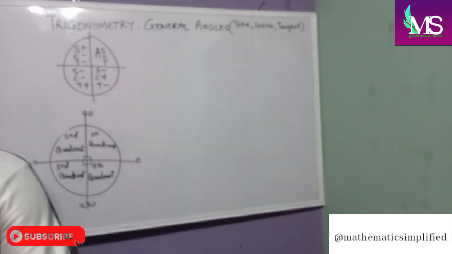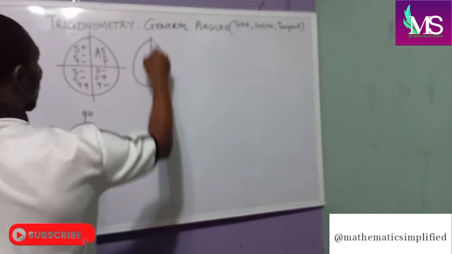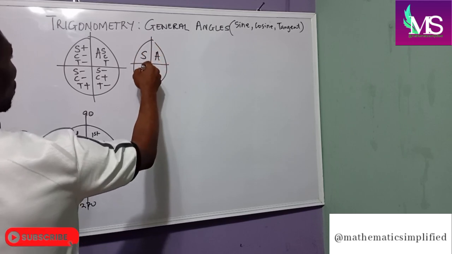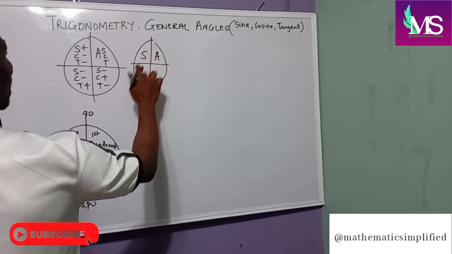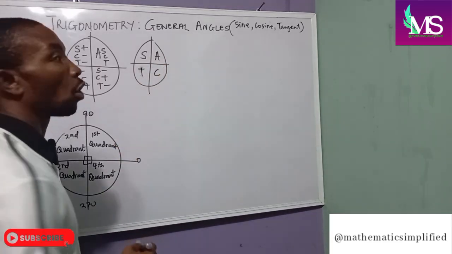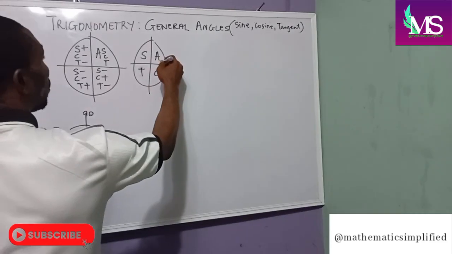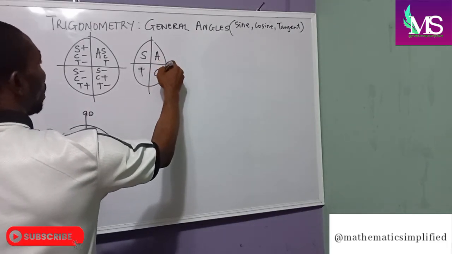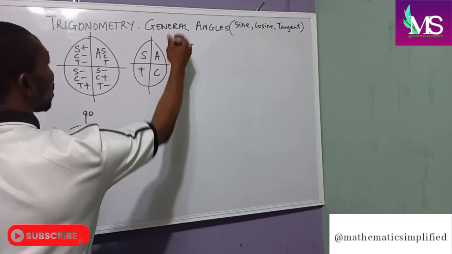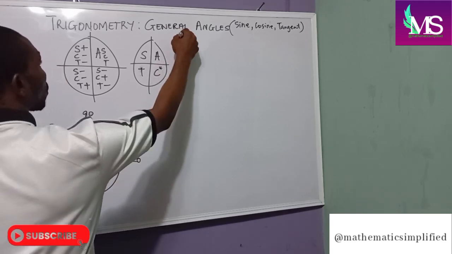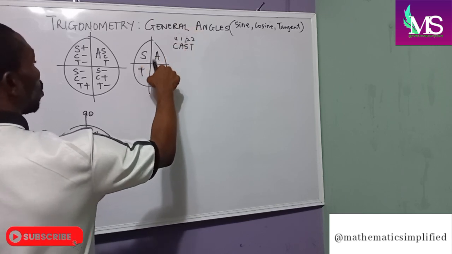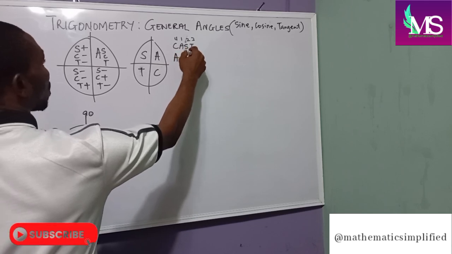Now, we can see that we have it as this: all positive, sine positive, tan positive, and cos positive. If we go anti-clockwise this way, from C, we have it as CAST. We can call it CAST. This is our fourth. From fourth, first, second, and third, we call it CAST, or we go ASTC.